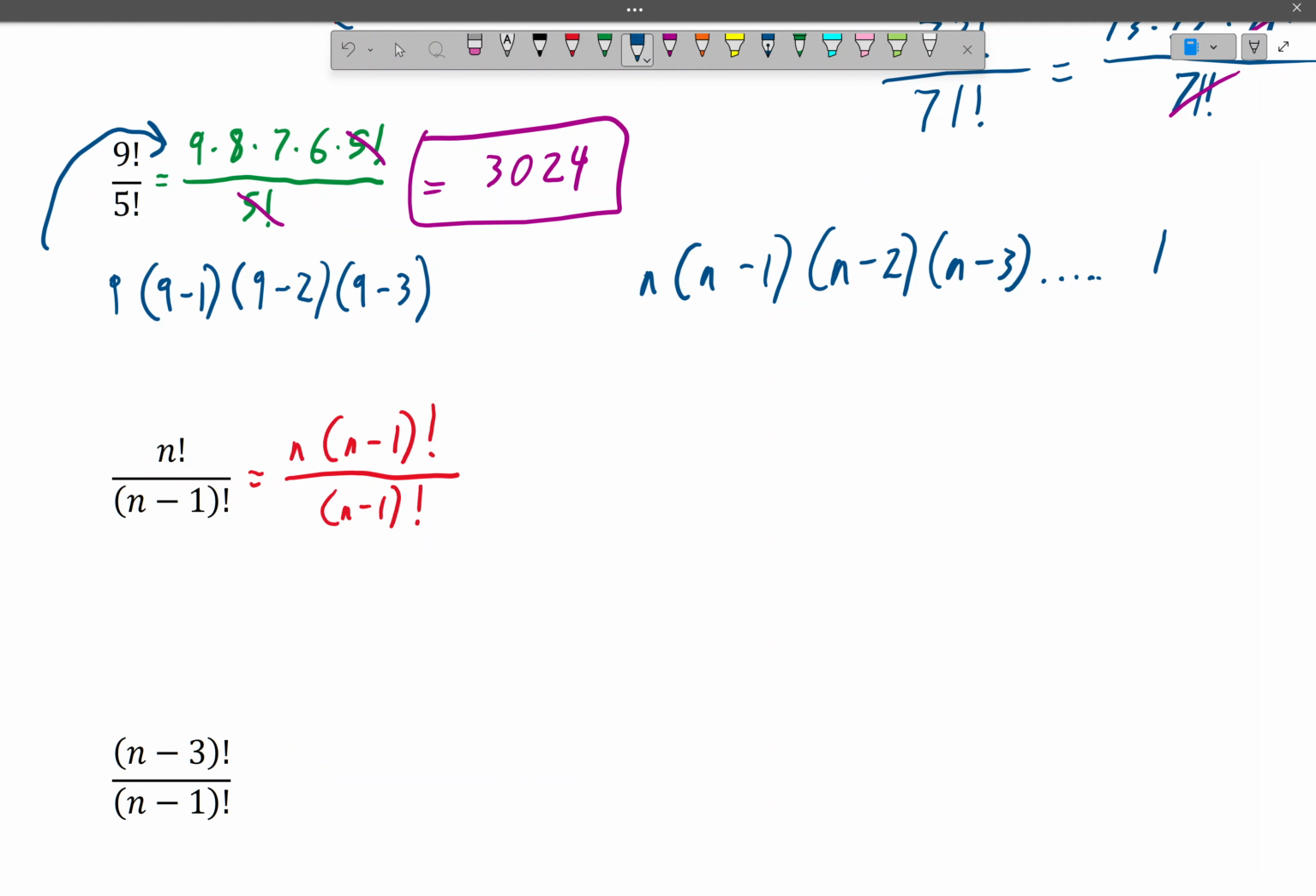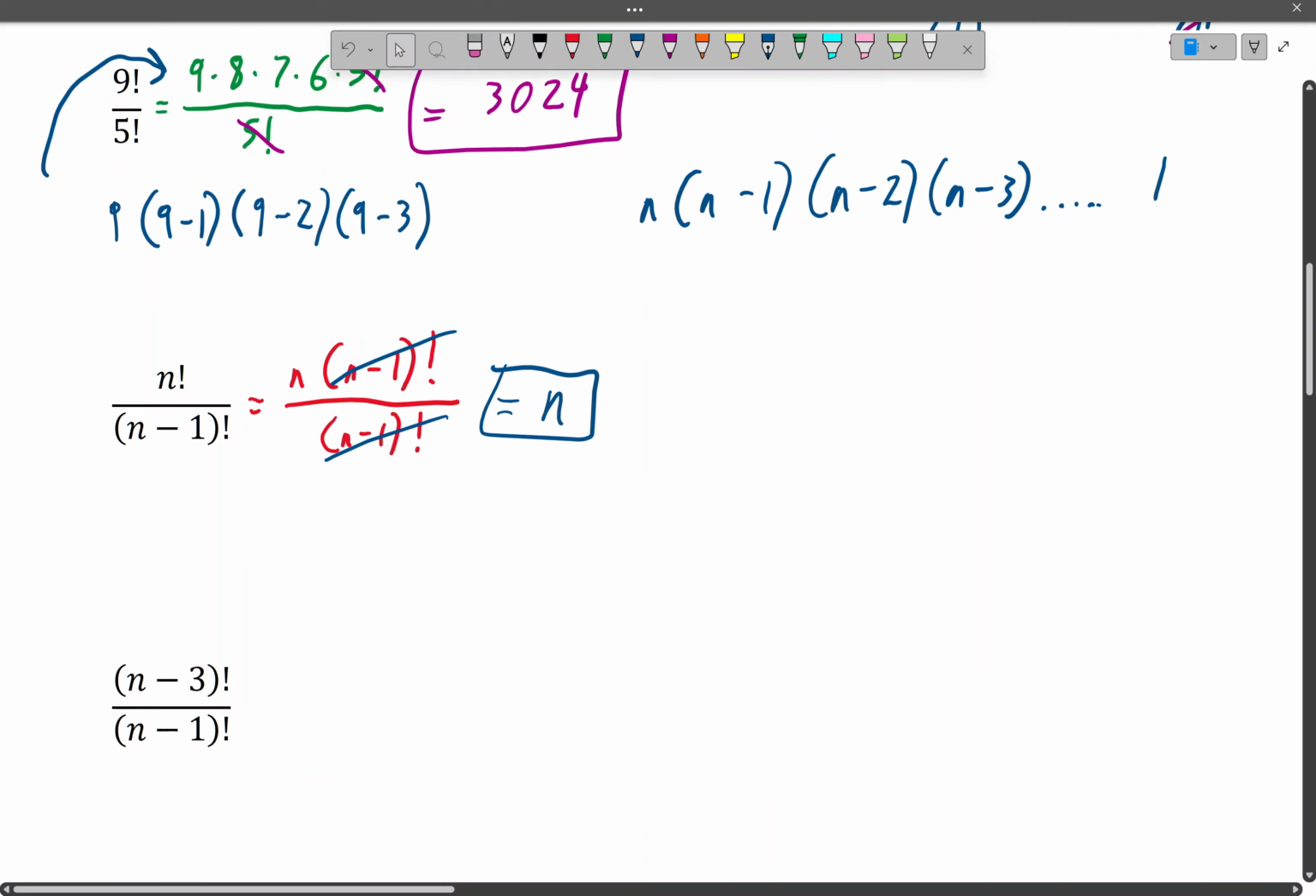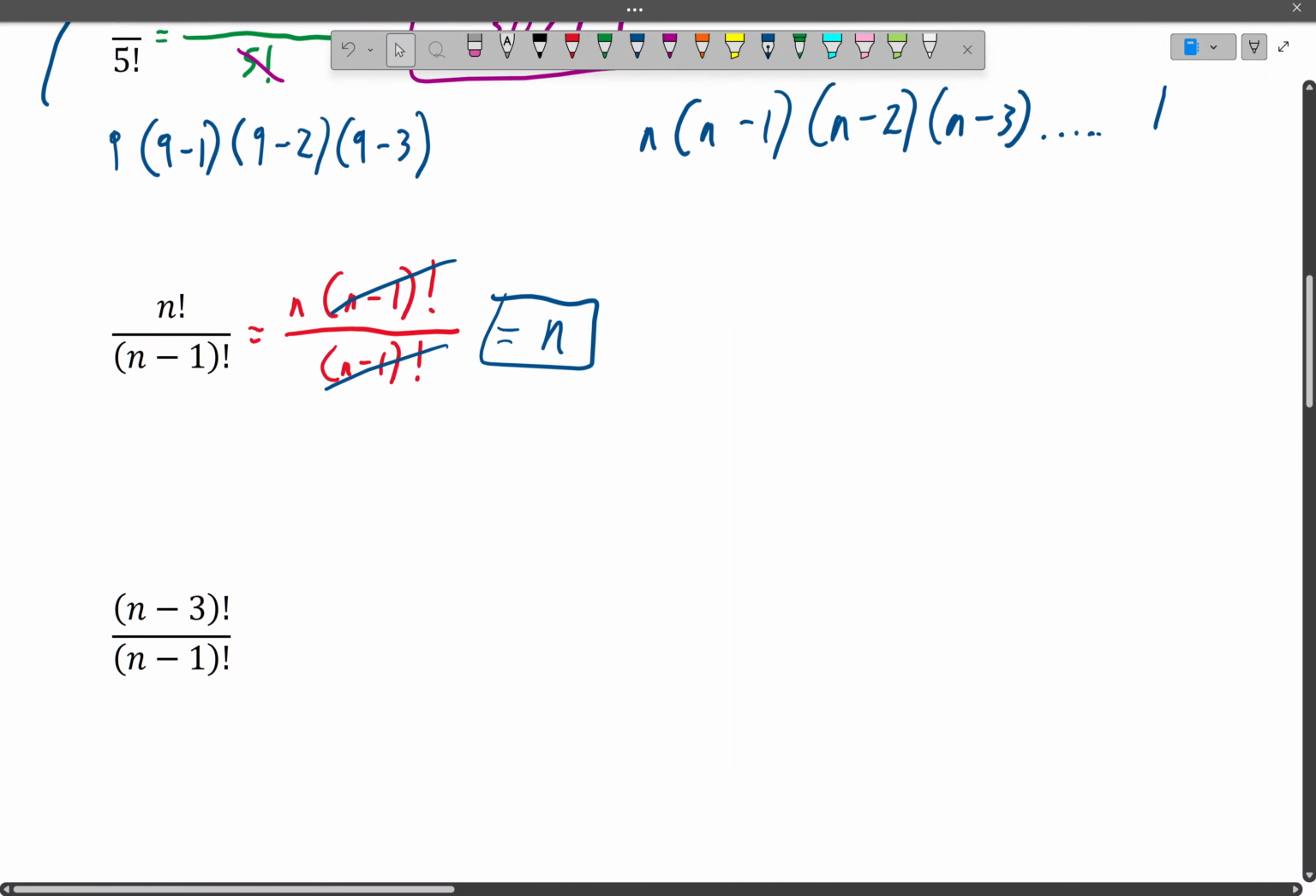Okay, so that's what a factorial is. So we can just unzip it like I did in red here. And then hopefully you can see that the n minus 1s cancel, and this simplifies to just n. Okay, pause the video now and try the next example on your own.